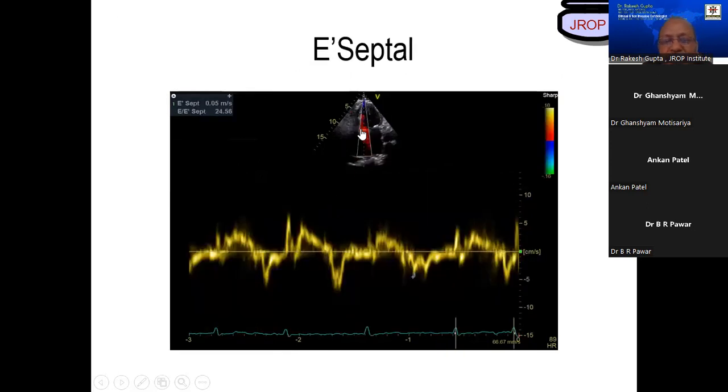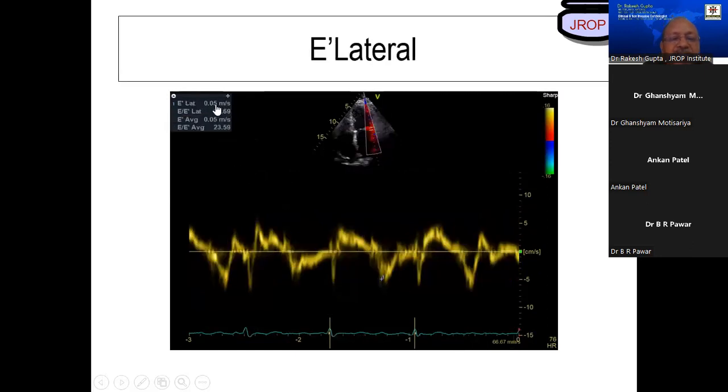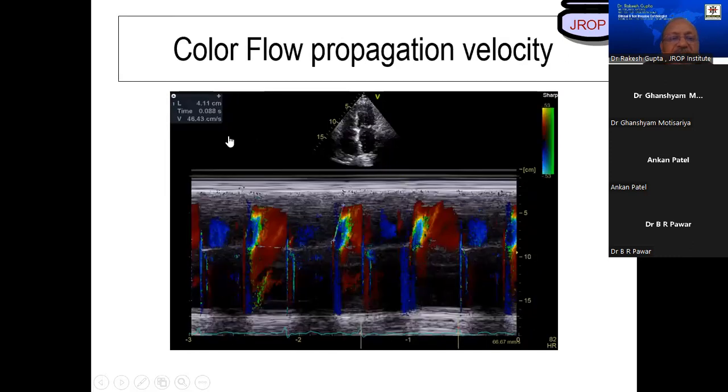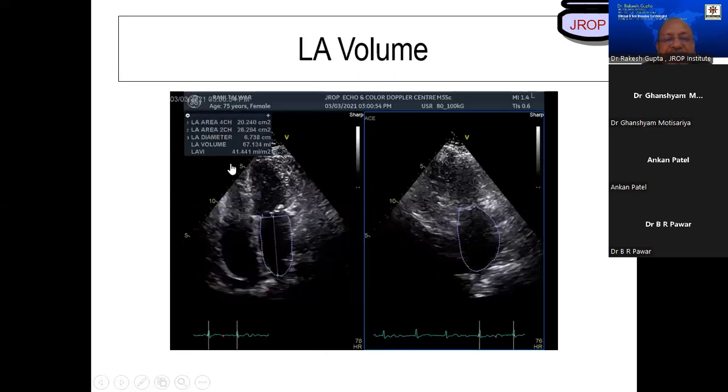We look at E prime: septal E prime, which is 5, lateral E prime, which is 5, and E/E prime average is 23.59, very high. Anything more than 14 is considered abnormal. And color flow propagation velocity is 46, which is in mid-range. Normal is more than 55, poor is 30. So somewhere in the mid-range. And LA volume is again elevated at 41.4 ml per meter squared body surface area. Anything more than 32 is considered abnormal.